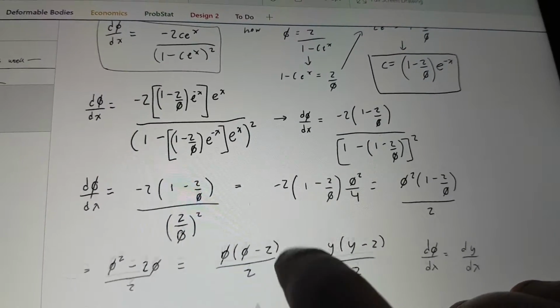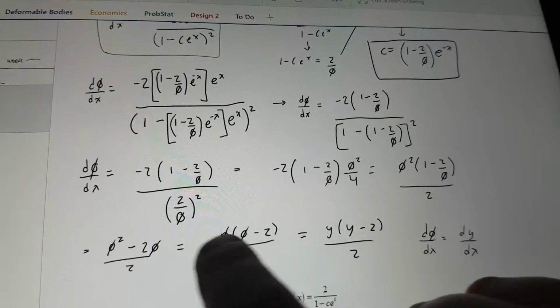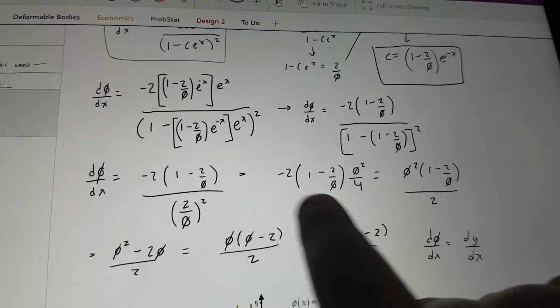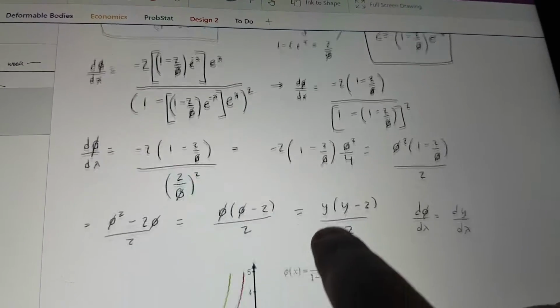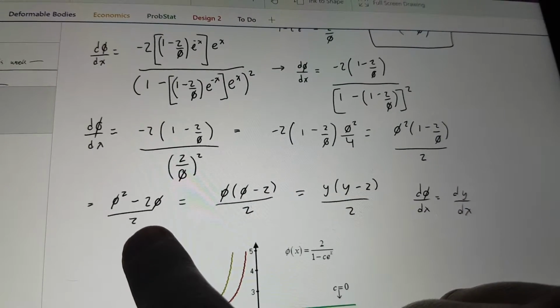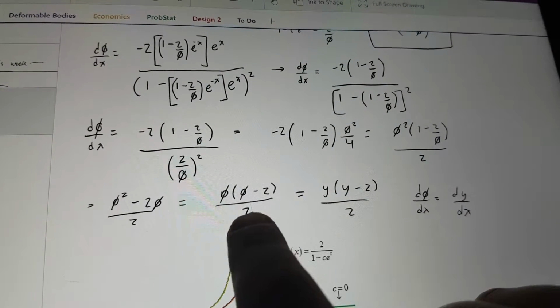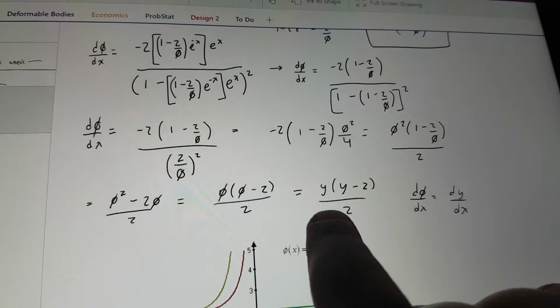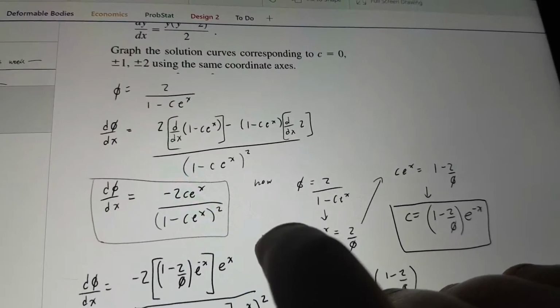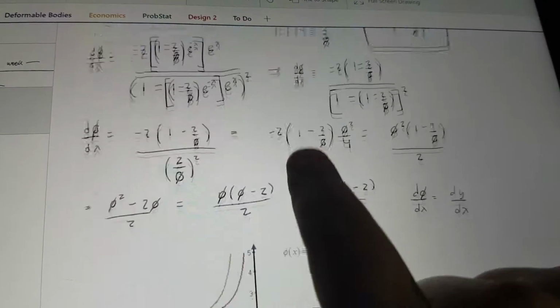I'm going to multiply by the inverse over here just to get this. So we have that, and then I'm going to factor that theta out. And it's equal to what we had here. So that one's good. That's verified.